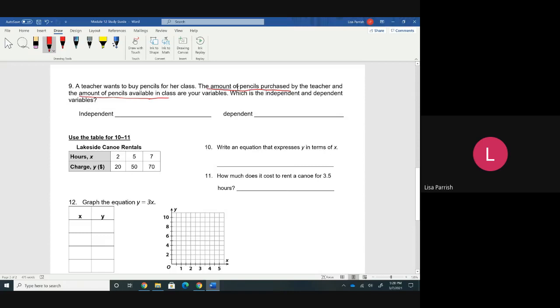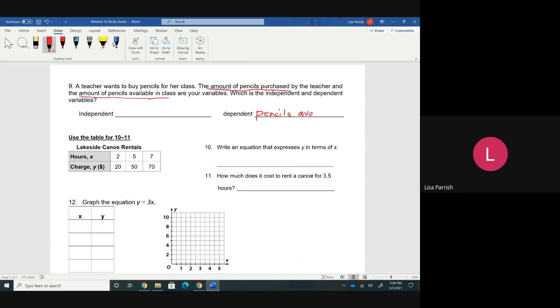You have to think of it like she's already purchased pencils. She's not going to the store. She's already purchased them. So in this one, the amount of pencils available in class, if you could see how I'm having to write up and down, you would understand why I have trouble with this sometimes.